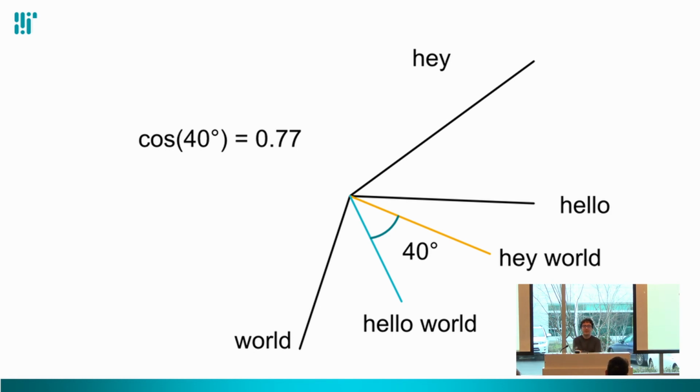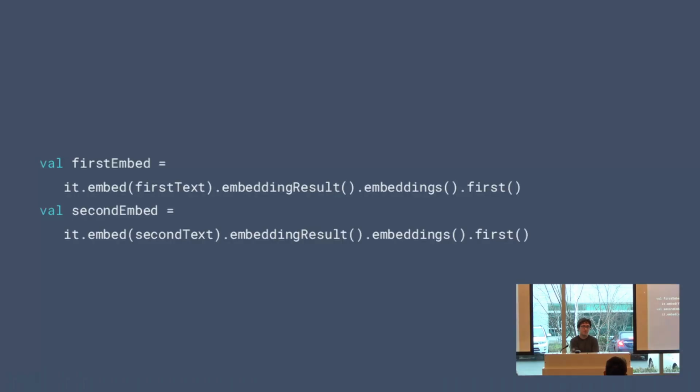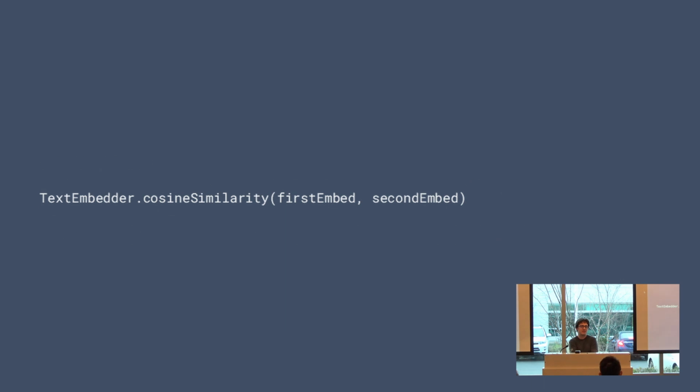This can range from -1 to 1, where -1 is completely unlike, and 1 is the exact same sentence. So for this example, hey world and hello world are going to have an angle of 40 degrees between them, which is going to give us a cosine similarity value of 0.77. Just like the other two examples, you will start by creating all the options and all that fun stuff, and then creating the text embedder object. After all that's done, you just take the two strings for the two sentences that you want to compare and turn them into embed objects. And then you can just call the cosine similarity function to return that similarity value, which is your -1 to 1.